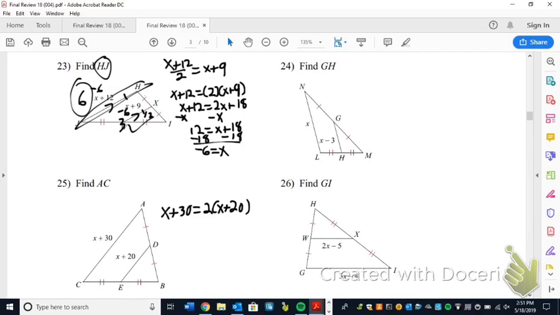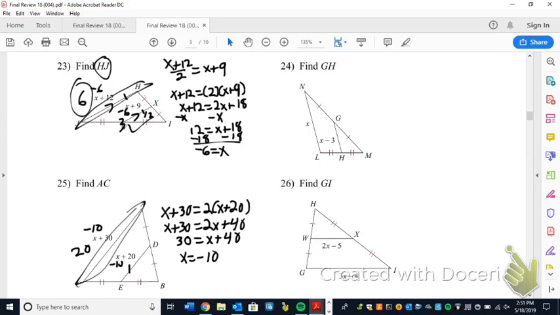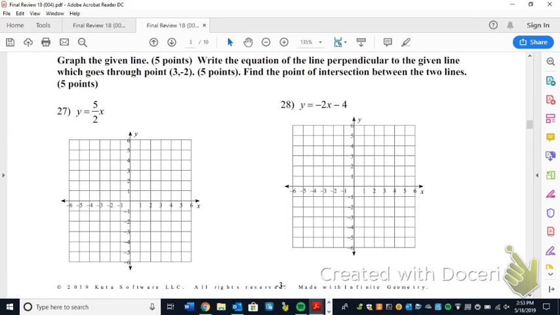The long one is twice the length of the short one. We get x plus 30 equals 2x plus 40. Subtract x from both sides, subtract 40 from both sides, we get x equals negative 10. We're then going to plug that in, and we get 20. Okay, so these next two are tricky, just so you know.